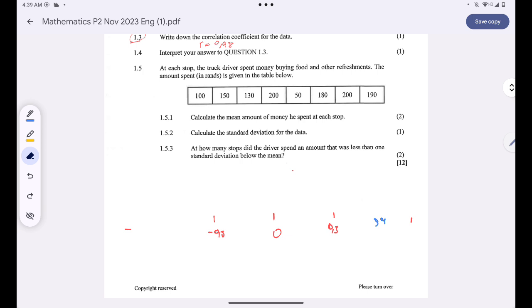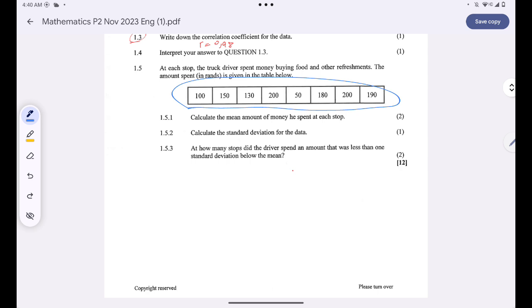Let's go to question 5. No, why am I saying question 5? 1.5 rather. Okay, we are told that at each stop, the truck driver spent money buying food and other refreshments. The amount spent in rands is given in the table below. For you to remove the previous data, guys, just press shift 9 3 equal to AC. Then everything is removed, and then now we will insert this data over here.